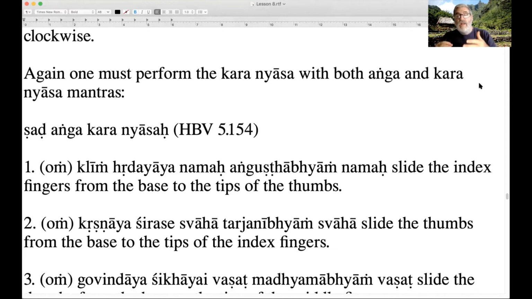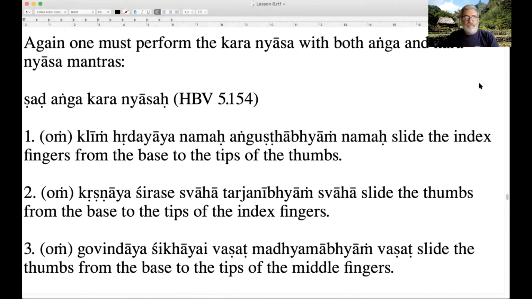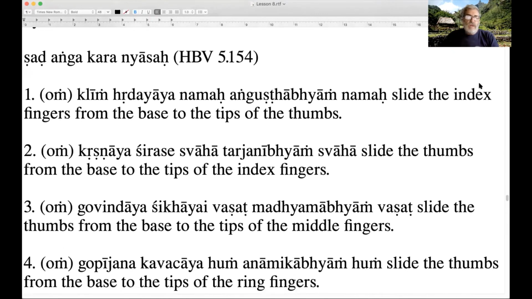We do it again with the mantras of the Anga Nyasa attached to it. So here, because we've divided up into 6, we've done the Anga Nyasa, we've done the Paranyasa. Now we again have to do the Paranyasa with both the mantras for the Anga Nyasa and the Paranyasa attached. So here it is combined, the combined Sarvanga Paranyasa. This is according to Hari Bhakti Vilasa 5.154.